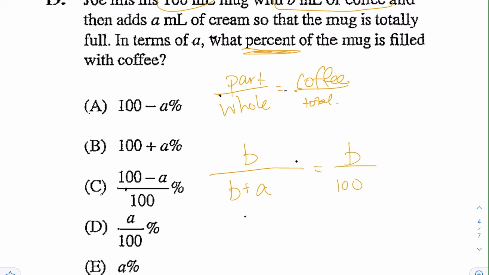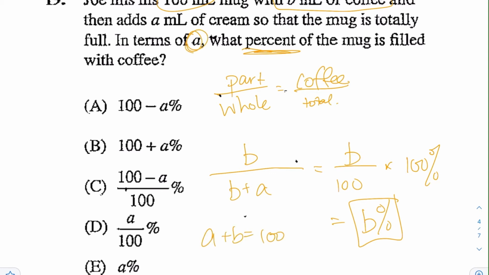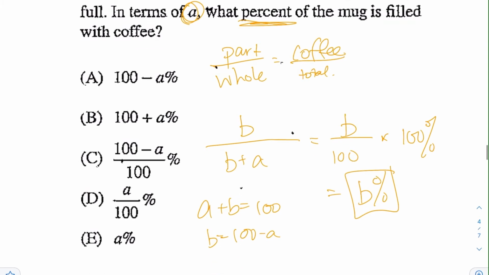And now to turn this into a percent, you'll have to multiply this by 100%, and you just get B percent. Now that's great, but you actually want this in terms of A. So remember, A plus B is equal to 100, so B is equal to 100 minus A. So it's going to be 100 minus A%, or choice A. Should really put parentheses here, but whatever.